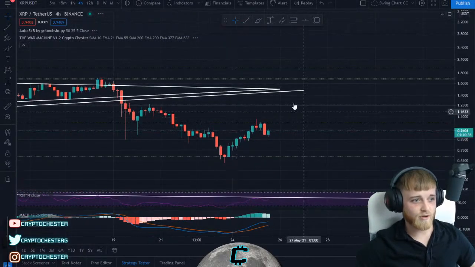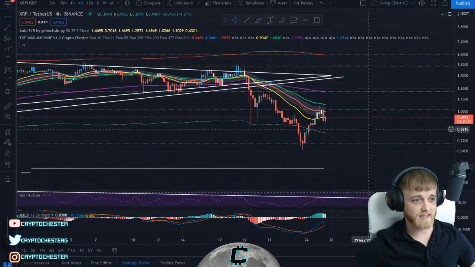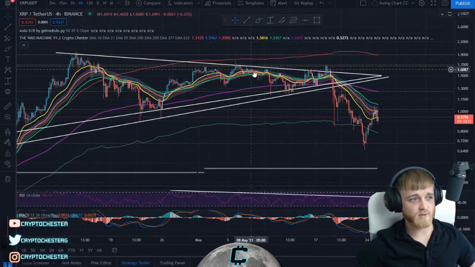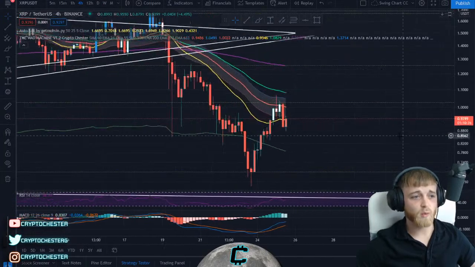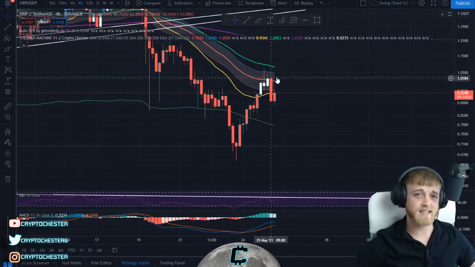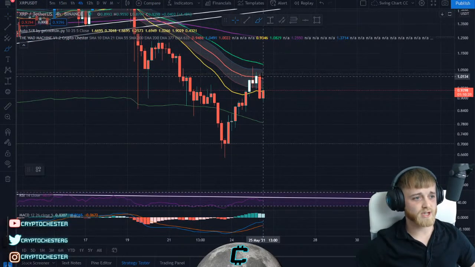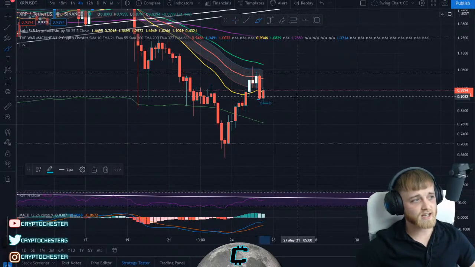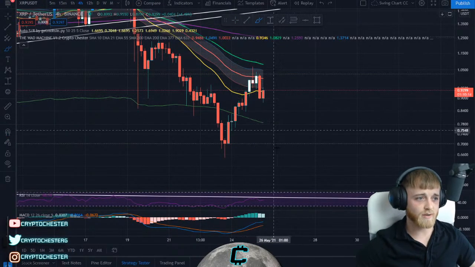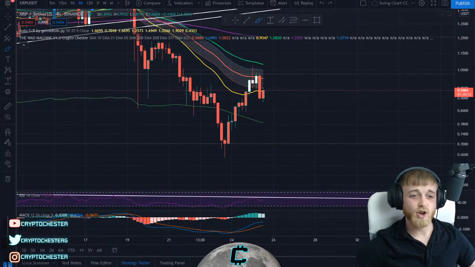On the 4-hour time frame for XRP here, as I said before, we did have a nice measure move down from the symmetrical triangle, as you can see here. We did come up and test this price action channel here, and we saw this swift rejection to the downside, setting that lower low. We've just set another lower low in terms of the 4-hour candle here. Not great, in my opinion.